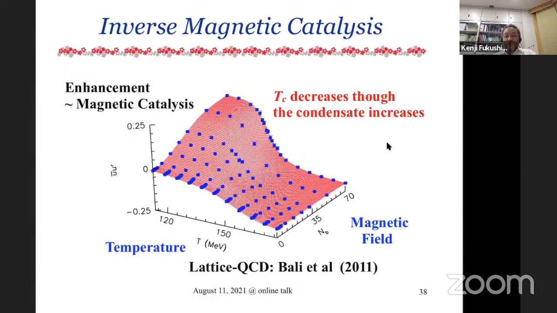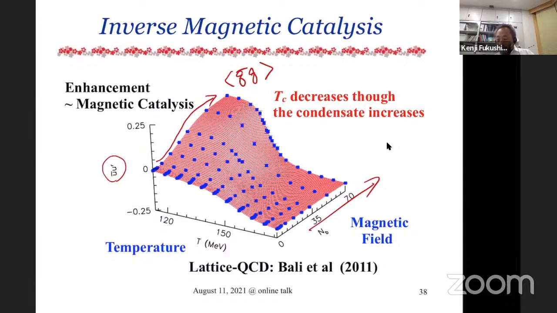But what was found by the lattice QCD simulation was surprising, very surprising. You see, this is the chiral condensate q-bar q as a function of the magnetic field and the temperature. And this is the magnetic field direction. At zero temperature or low temperature, if the temperature is low enough, you see this chiral condensate increases as a function of the magnetic field. This is consistent with magnetic catalysis. But what is not trivial is that the transition temperature is pushed down if the magnetic field is stronger.